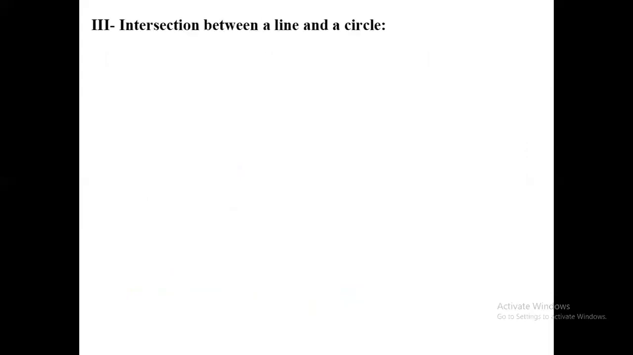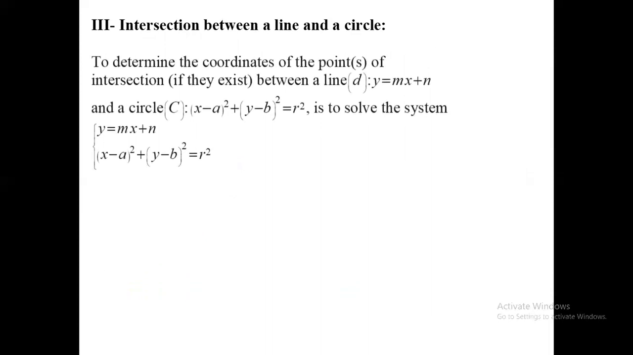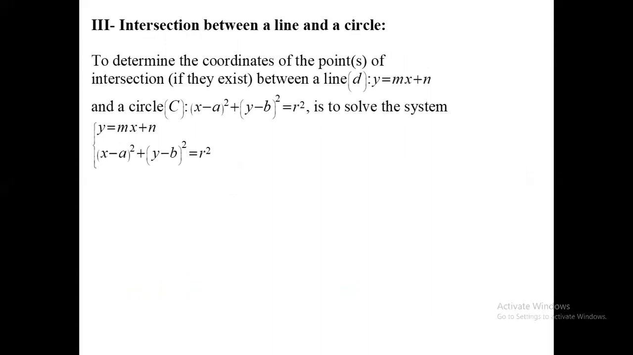Now let's move to a new point in this chapter, the intersection between a line and a circle, and this is very important. To determine the coordinates of the points of intersection, if they exist, between a line D with equation y equals mx plus n and the circle C, (x minus a) all squared plus (y minus b) all squared equals r squared, we have to solve the system.